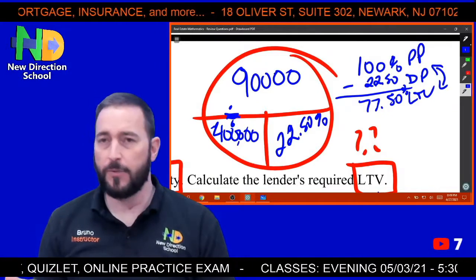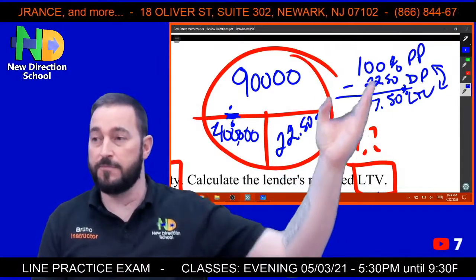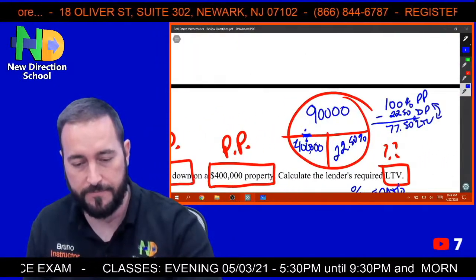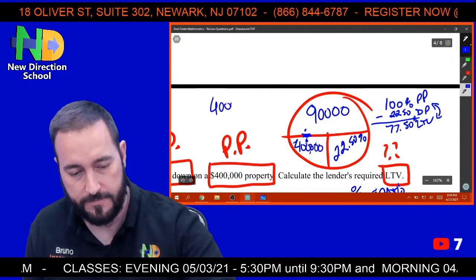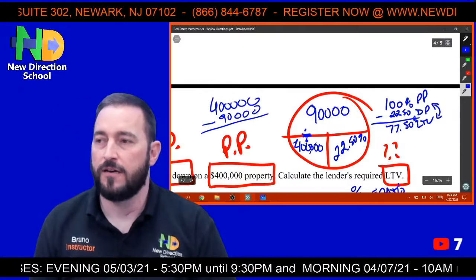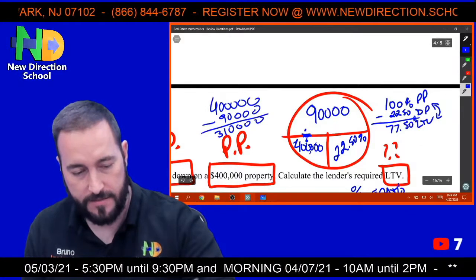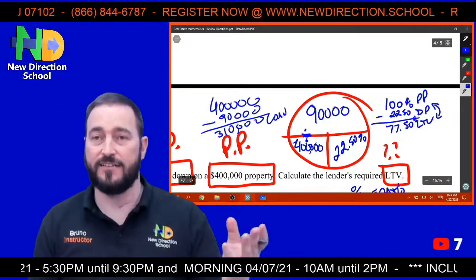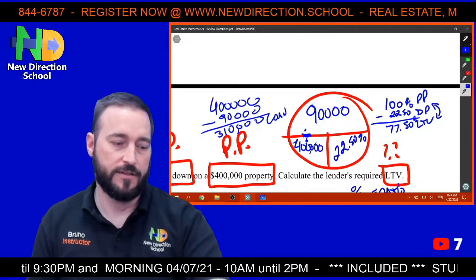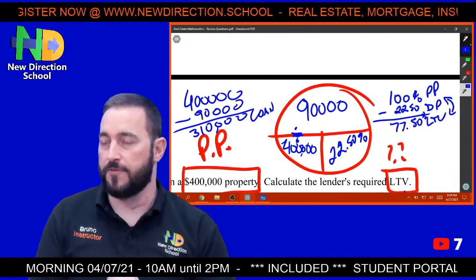So, a couple of ways you could have done this. You figure out what percentage is the down payment, and then it's 100% minus the down payment. Or, before you put the information here, you could have done 400,000 minus 90,000. How much is the loan? So the loan is 310,000. Instead of 90,000, you would have put the 310 here. The answer would have been 77.5. Okay, so again, different ways to do it. You choose which one you want.